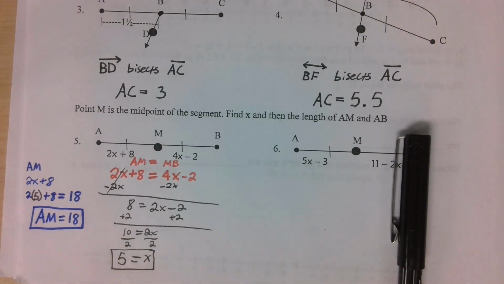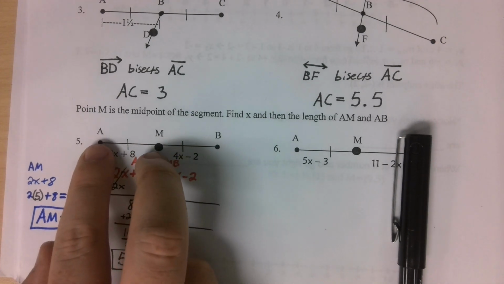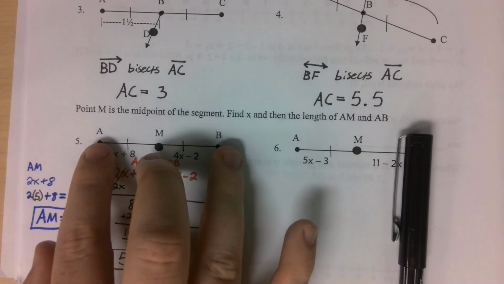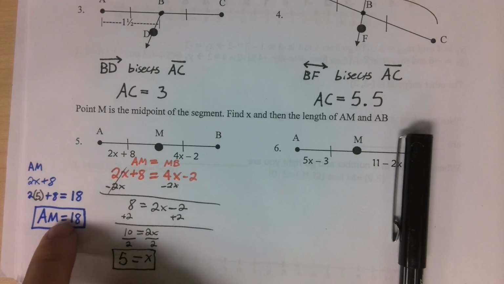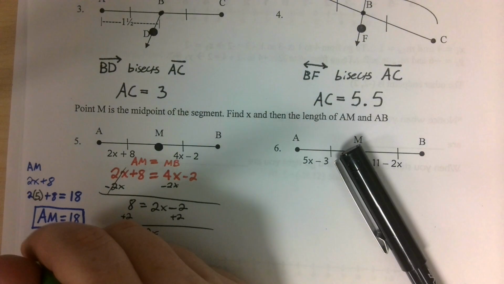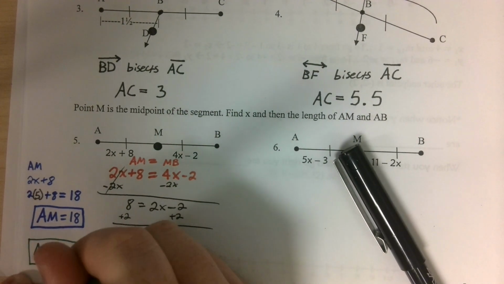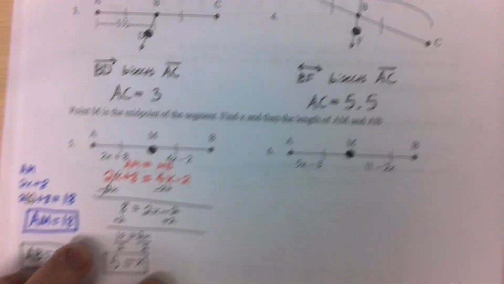And from here, the third piece is super simple. If AM is half the line, AB is the full line. If 18 is half the line, how long is that full line? Well, the full line has to be 36. Done.